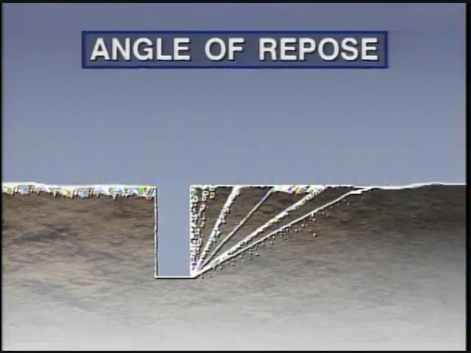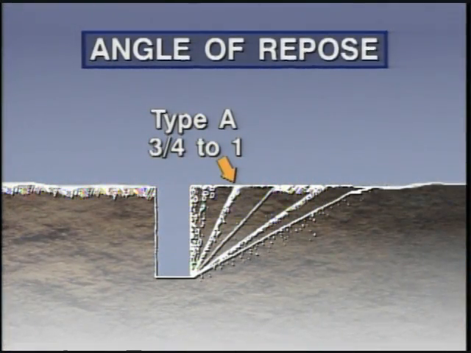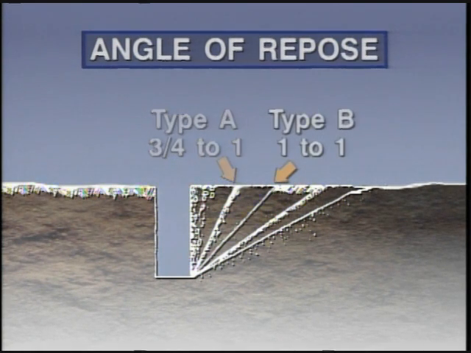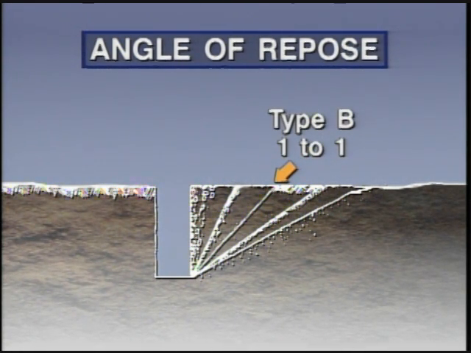For example, type A soil requires a 3/4 to 1 ratio, 3/4 of a foot out from the edge of the ditch for each foot of excavation depth. Type B soil requires a minimum of a 1:1 ratio, or 45-degree slope.